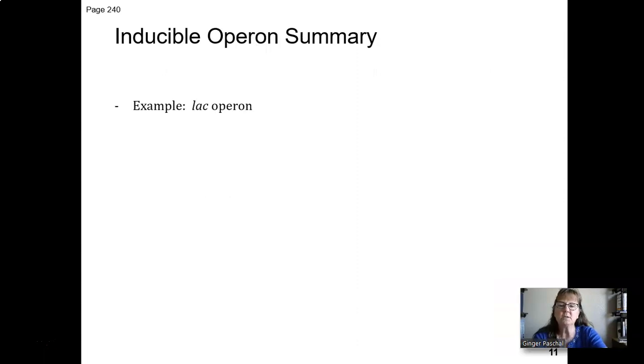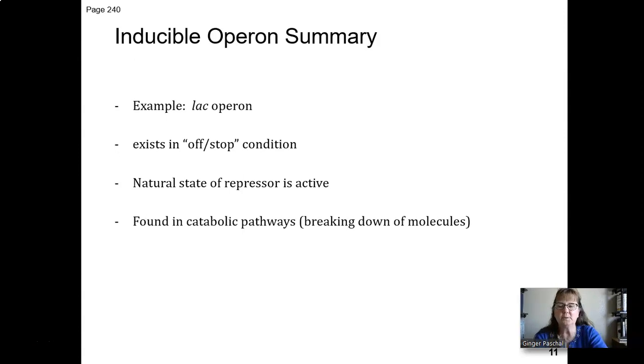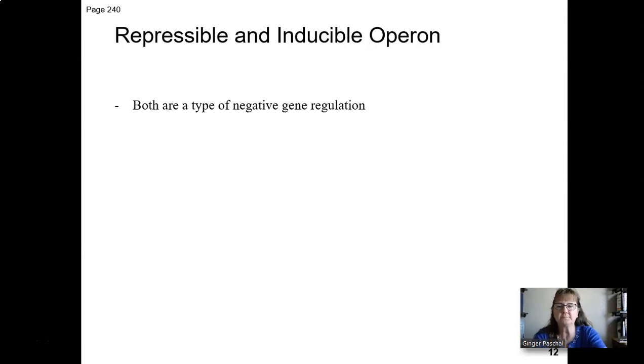So the inducible operon summary is this, and the example that you've been given is the lac operon. It exists in the off, or the stop, condition. Since it's in the off condition, the nature of the repressor is active. So when this is in its natural position, the repressor will be in the binding site and will be stopping the operon from operating. But we can pull it out. That's why it's inducible. These are found in catabolic pathways. In other words, these are found in pathways where we break down molecules.